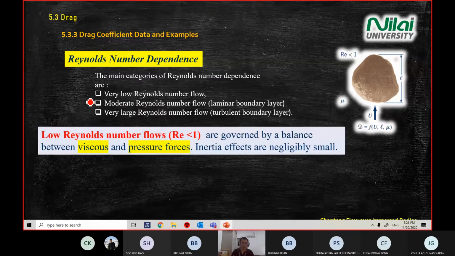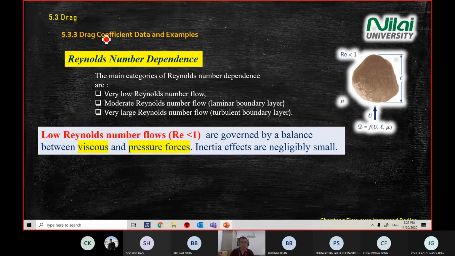So we have a very low Reynolds number, moderate Reynolds number, and very large Reynolds number. And why is there no number given here? Because it's just a general statement. If you use a different medium, such as water, it will give you a different Reynolds number. If you use air, it will give you a different Reynolds number. At different temperatures, you also get a different Reynolds number. So we can only view it in a very general dimension.